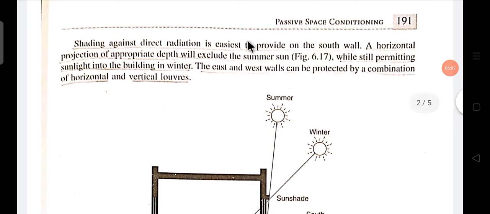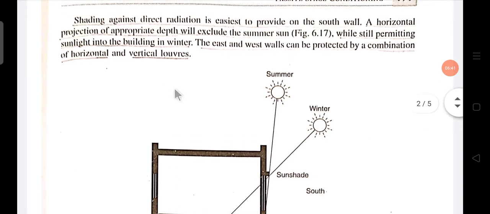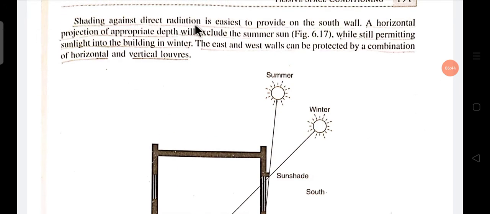Shading against direct radiation is easiest to provide on the south wall, because on the south wall the sun position is different for winter and summer. Here you can see this is the peak sun position for summer, and this is the peak sun position for winter. Due to this position difference, shading of direct radiation is easy to provide on the south wall.